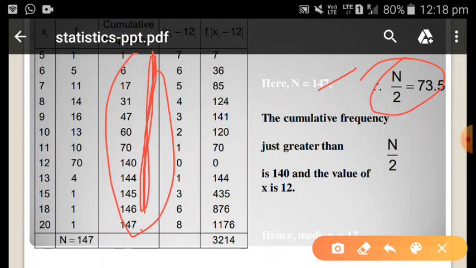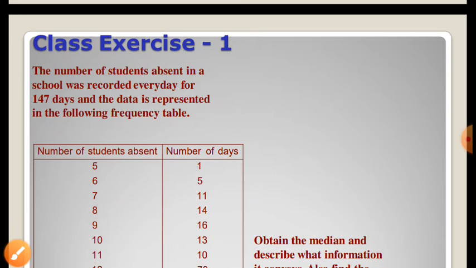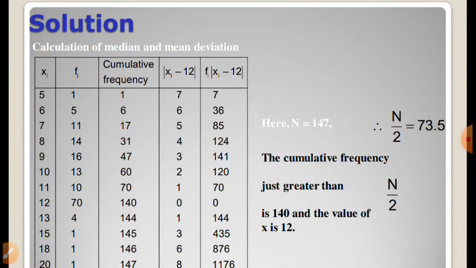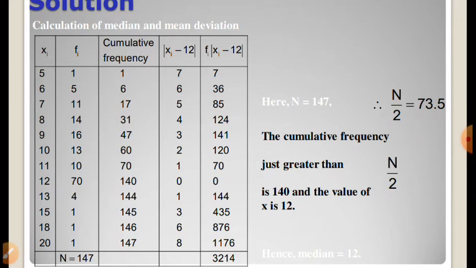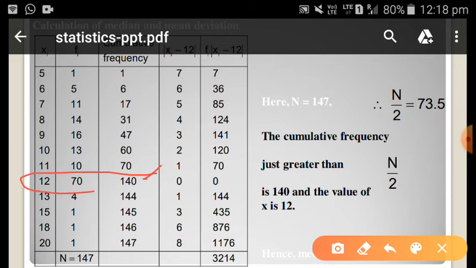What is the data given to you? Number of students and number of days. 5 students absent 1 day, 6 students absent 5 days cumulatively, 7 students absent, and so on. Where do you get a cumulative frequency more than 73.5? This is the column 140. The corresponding value should be taken, 12. That 12 is the median. This is the way to find the median.